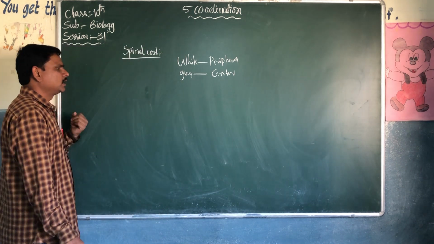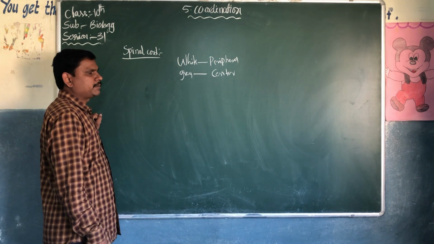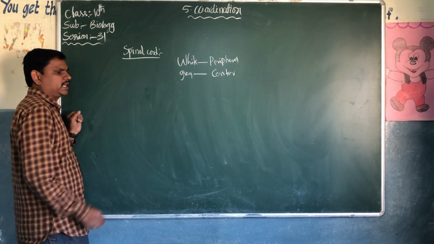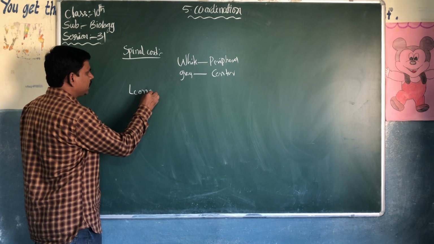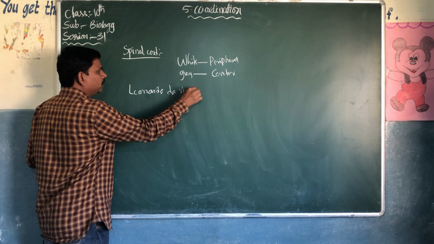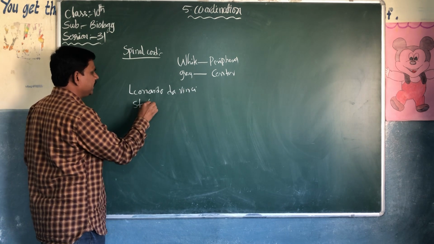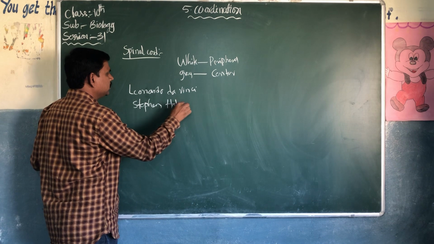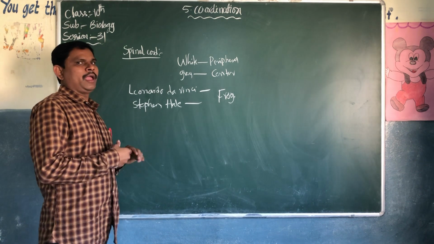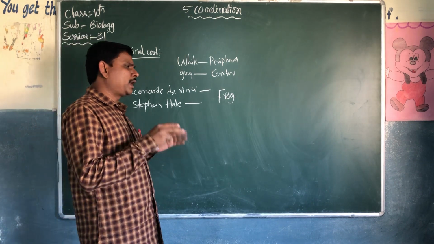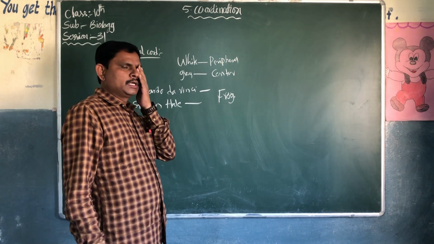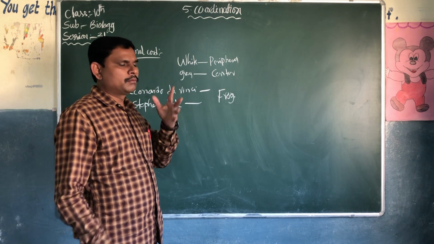There are two scientists who did some experiments on the frog: Leonardo da Vinci and Stephen Hales. In the frog, the brain was totally damaged. When the brain was damaged, we can see there are no movements in the body of the frog.